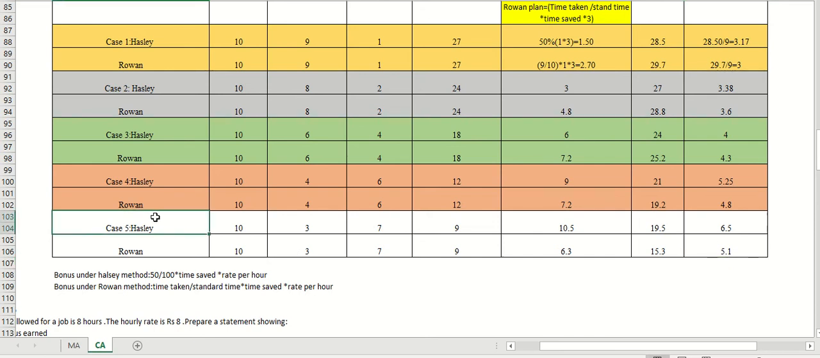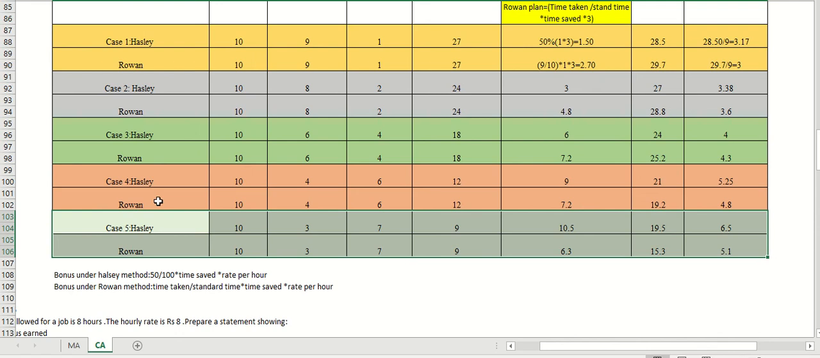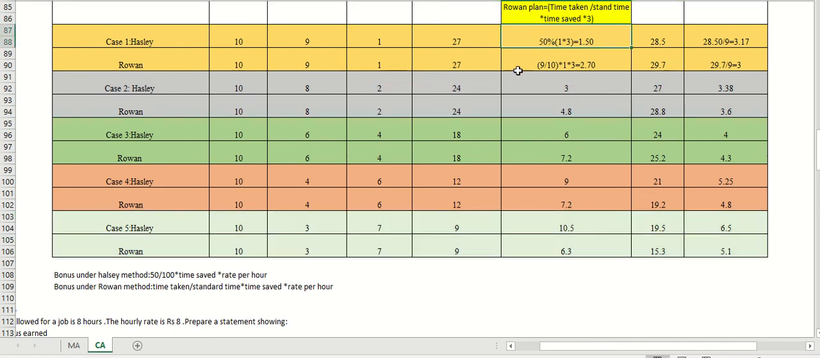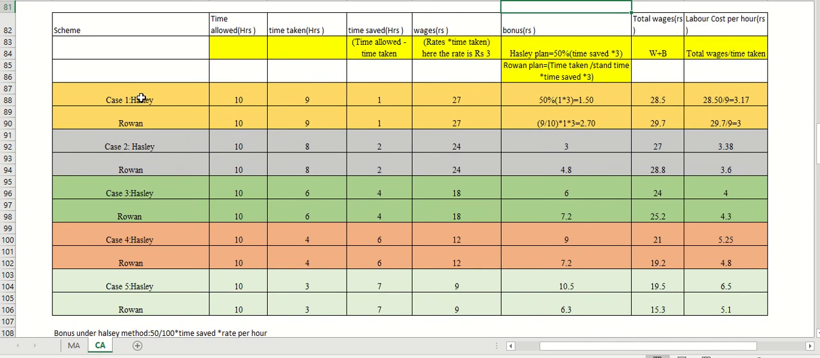So this is the calculation of the comparative sheet, basically, which tells how the bonus differs with each method, and how each method differs in its earnings and cost per unit because of the differentiation in the calculation of bonus. Still, the wages calculation remains the same. So only the bonus calculation differs because of the method of calculating.